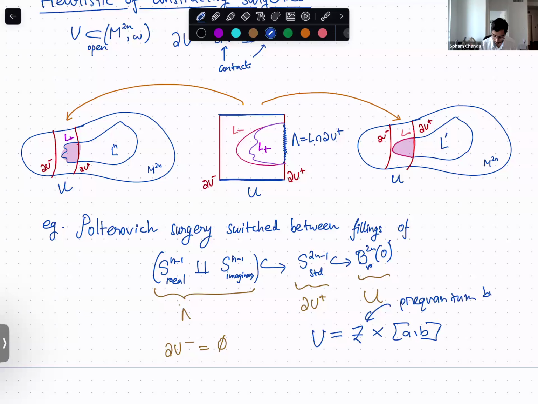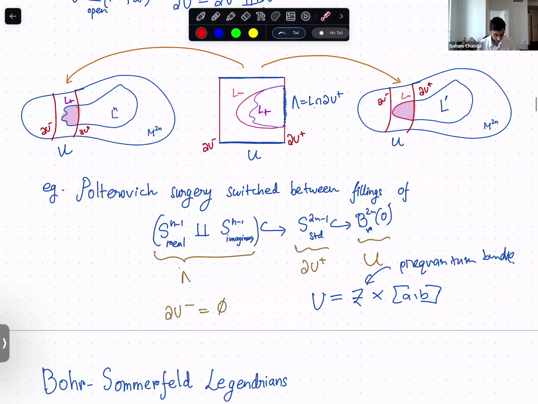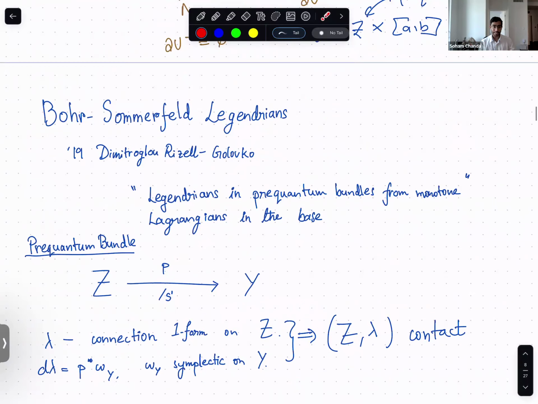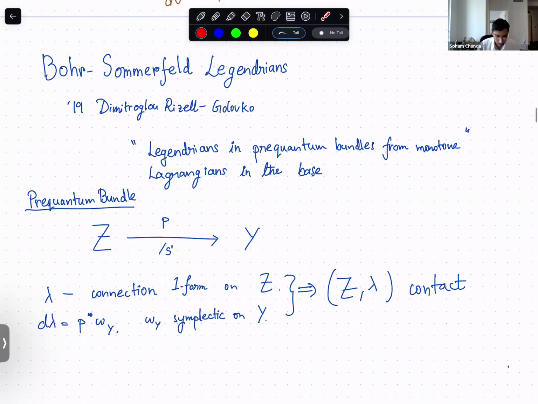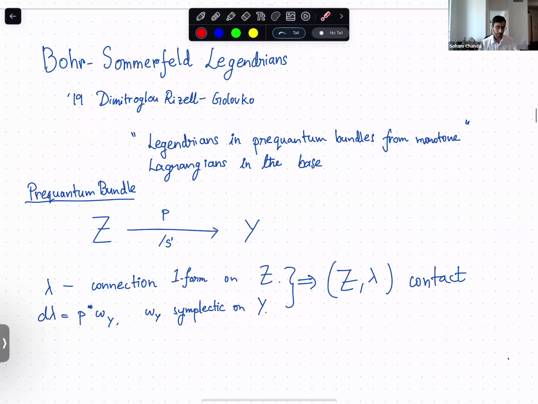Okay, I think now I can start talking about some details and actual math. So let's start with Bohr-Sommerfeld Legendrians. Bohr-Sommerfeld Legendrians were introduced by Dmitry Gurevich and Golovko in 2019, and the construction goes as follows. The idea is you want to construct Legendrians in pre-quantum bundles starting from monotone Lagrangians in the base. So let me tell you what a pre-quantum bundle is.